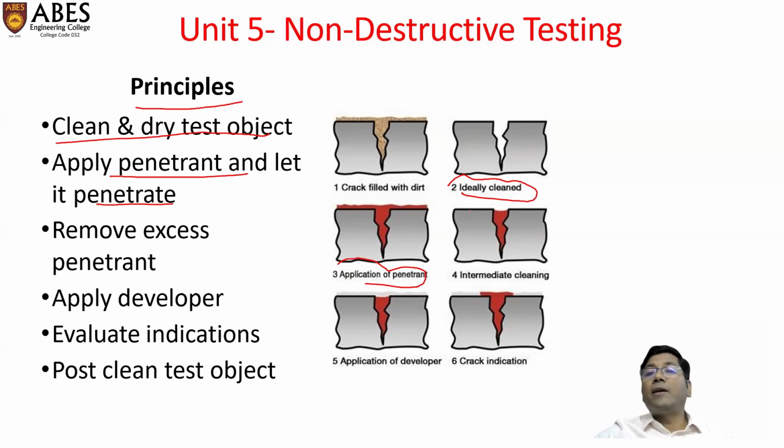Then intermediate cleaning of the surface is done. Remove excess penetrant. Apply developer. Evaluate indications. What are indications? The places where the color of the developer gets changed. And post-clean the test object for any further use, because it is NDT, non-destructive testing, and the tested item can be used further.